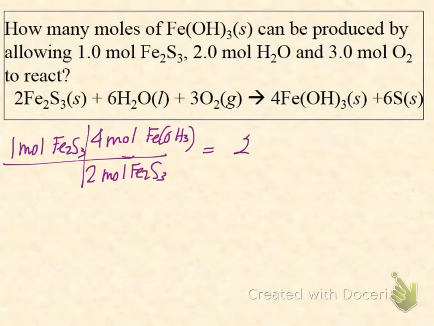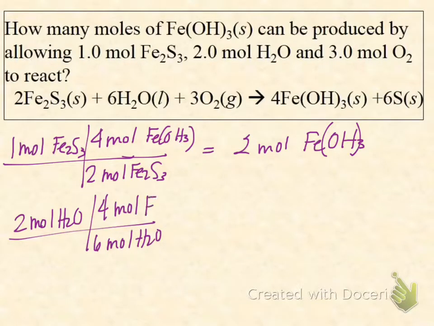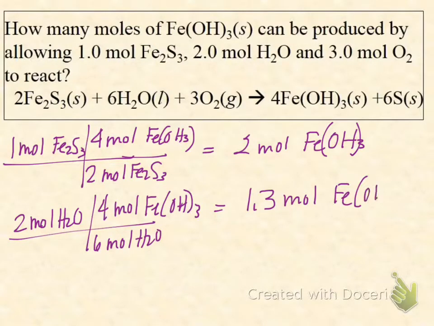And then that works out to be 2 moles. And then hydrogen's next, 2 moles H2O. And we have 6 moles H2O. 4 moles of Fe(OH)3. That works out to be 1.3 moles. And actually, if we were doing it with significant figures, it'd be 1 mole. But this is just asking us how much we can produce. So actually, with our answer, we would need to put in the right sig figs. Oh, no, it's 0.0. Never mind. I lied.